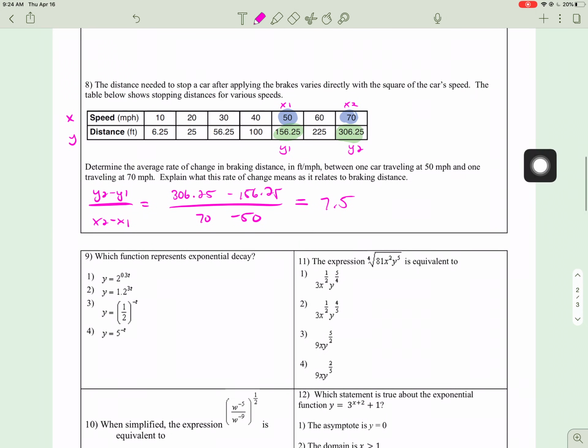So on average, it takes you 7.5 feet per 1 mile per hour. Right? So for every mile per hour you go up between 50 and 70, it takes you about 7.5 more feet to stop the car.